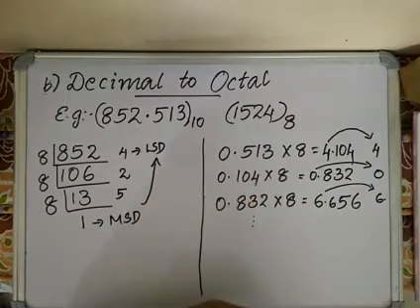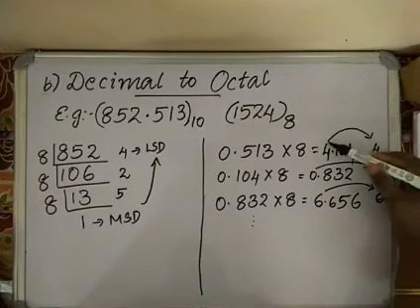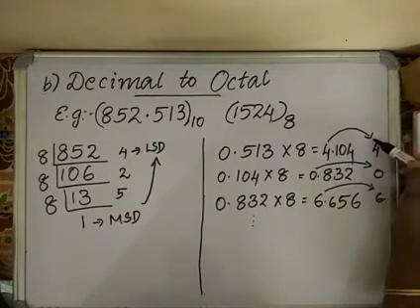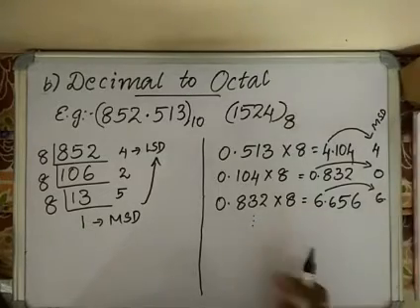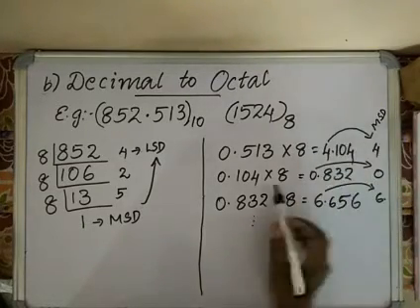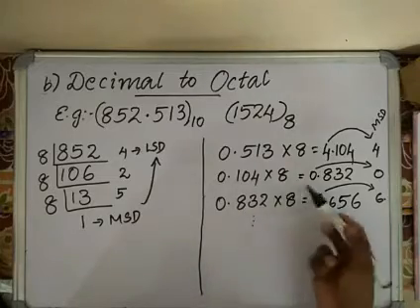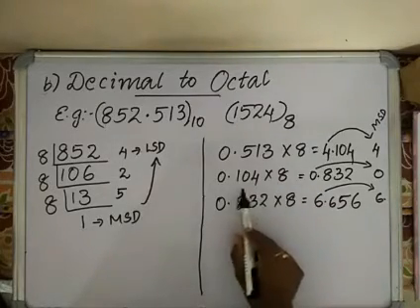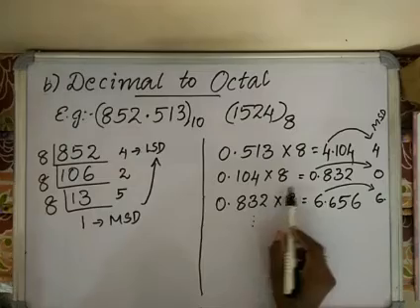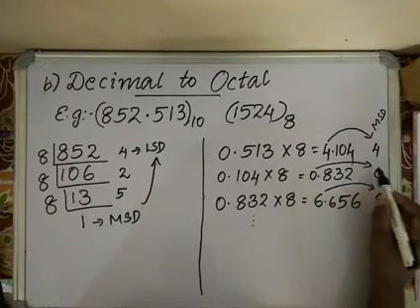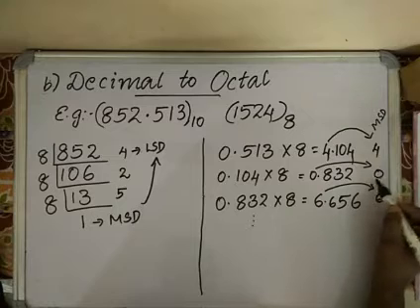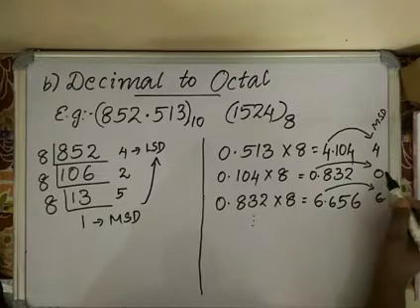So we get 4.104. And this integer part will be taken as the most significant digit. Then this fractional part is used for the next multiplication. So 0.104 multiplied with 8, we get 0.832. So 0 is the integer part. So 0 is considered as a digit.